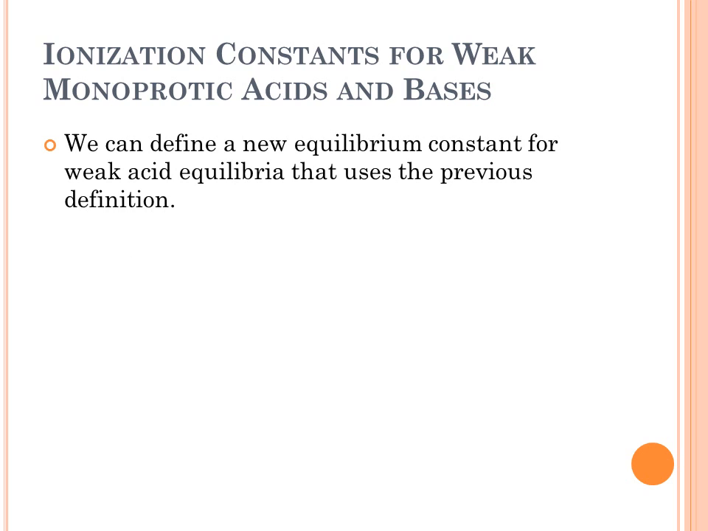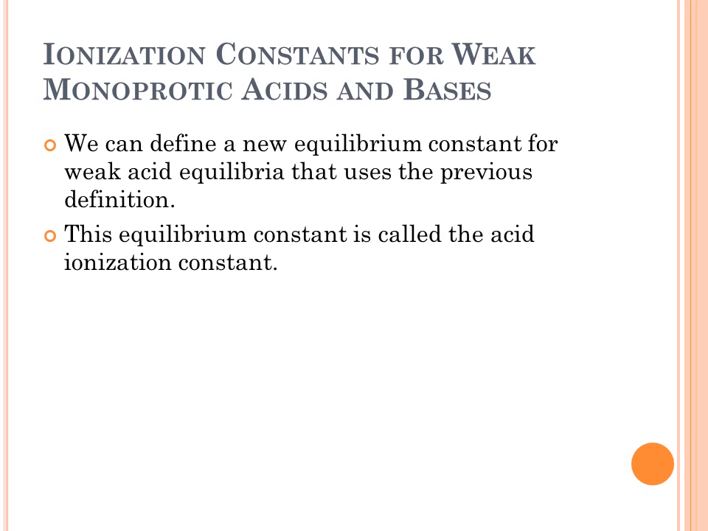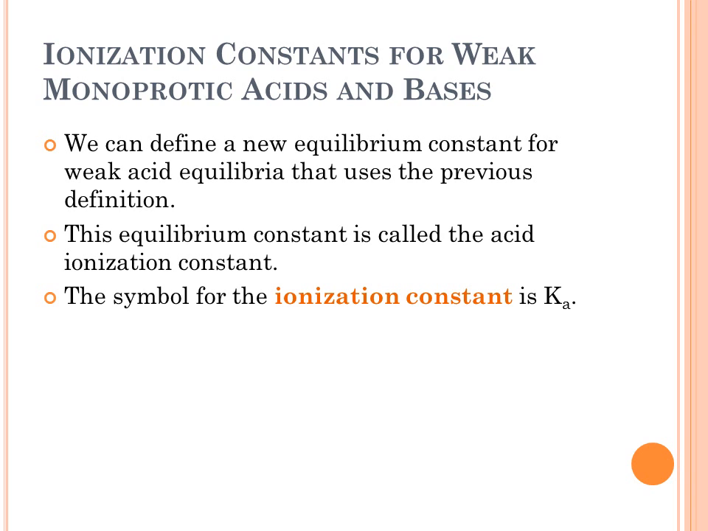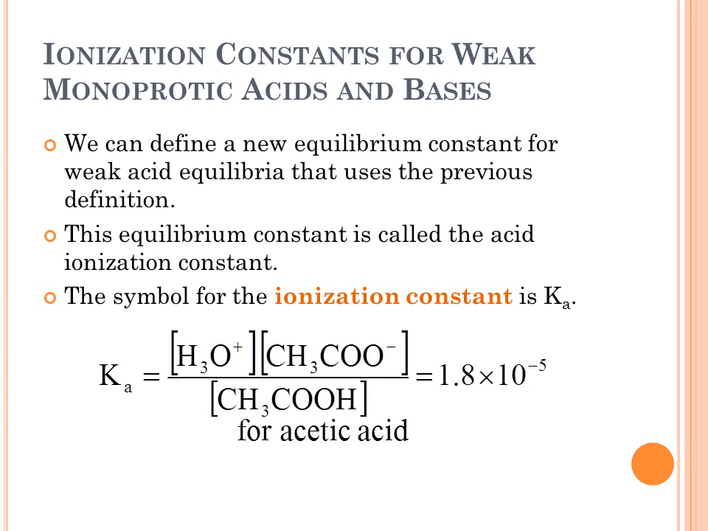So we call that the acid ionization constant, and we're going to give that the symbol Ka. So Ka is equal to the concentration of the hydronium ion times the concentration of the acetate ion divided by the concentration of the unionized acetic acid. And for acetic acid, that constant is equal to 1.8 times 10 to the negative fifth.